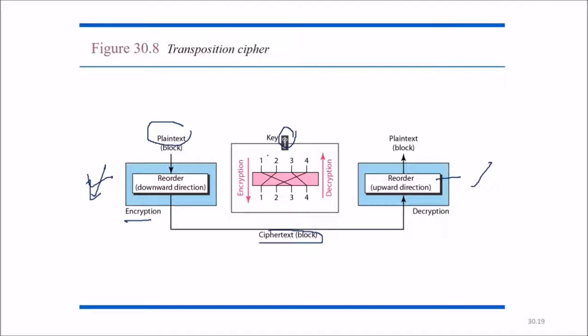What is the key? Say 1 is transposed to 3, 3 to 4, 4 to 2. In a similar fashion, for decryption we will replace 4 by 3, 3 by 1, like this.